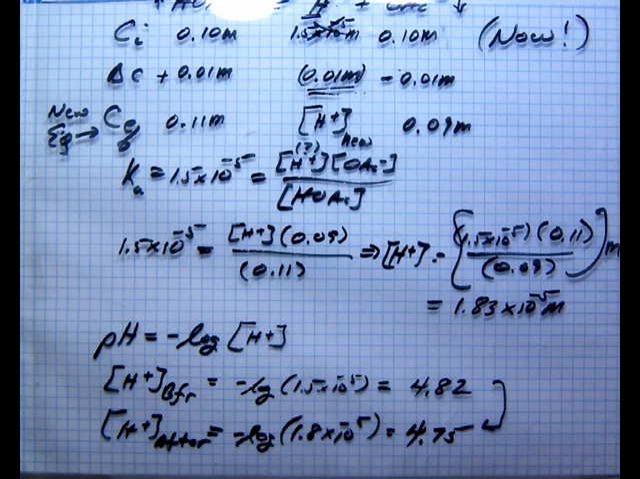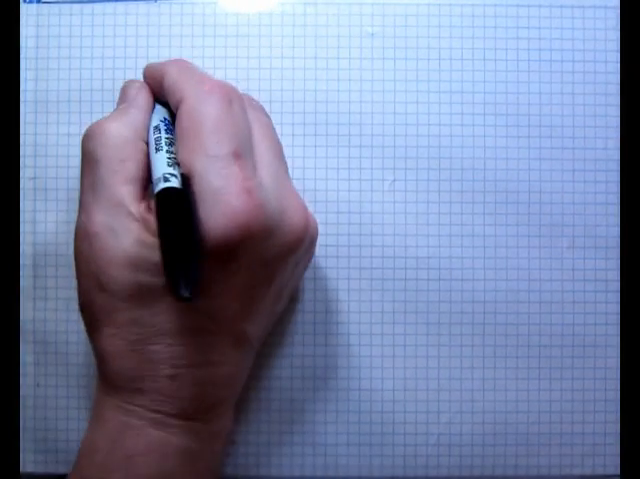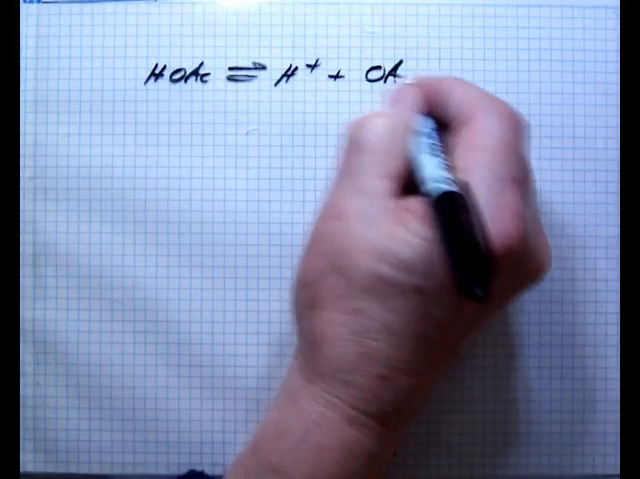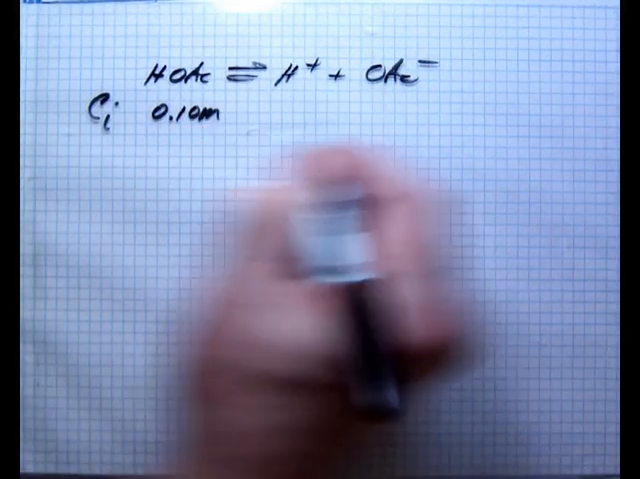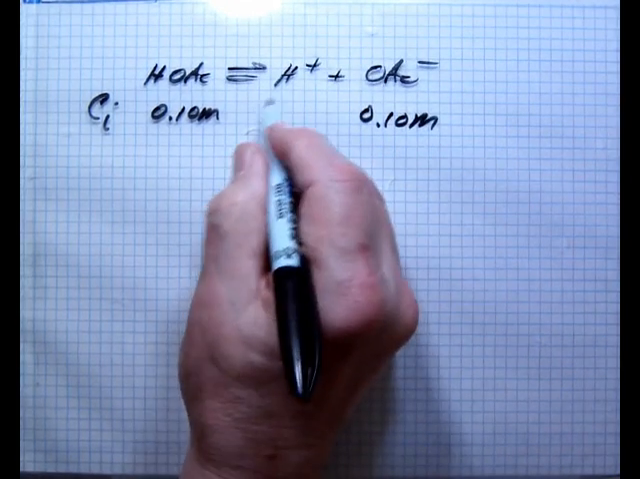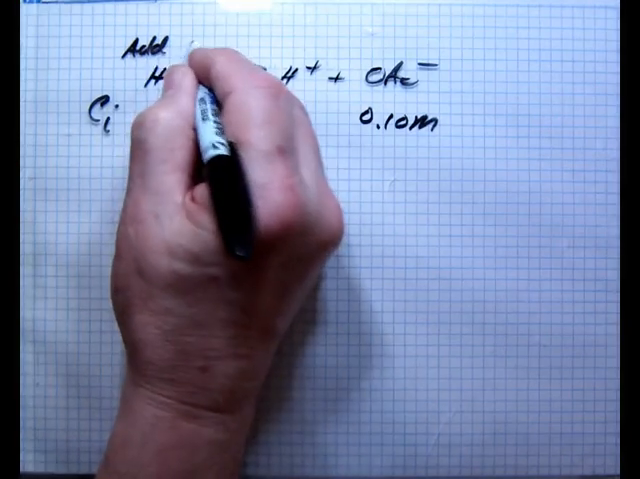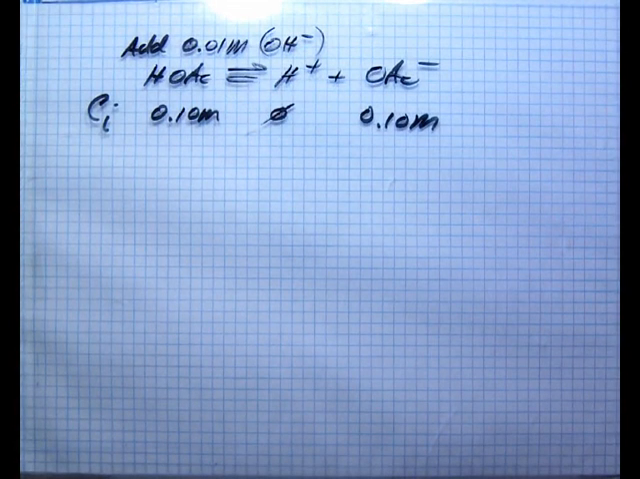Now you could do this same thing. I can show you. What if you had the HOAc, H⁺ plus OAc⁻ buffer? Initially, it's a 50-50. We can start at 0.10 molar, and essentially the 1.5 times 10 to the minus 5 is essentially a 0 right there anyway. What if we put in 0.01 hydroxide? Okay, so we add to this 0.01 molar in base, like that.